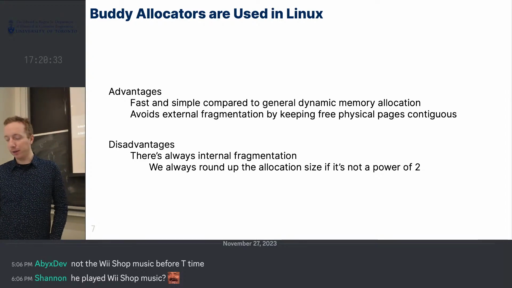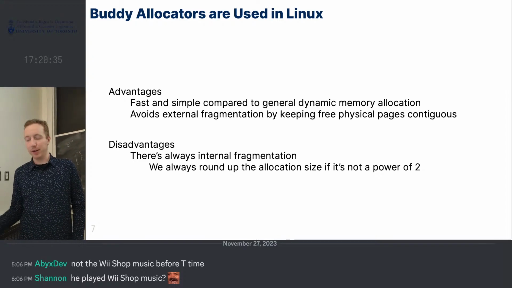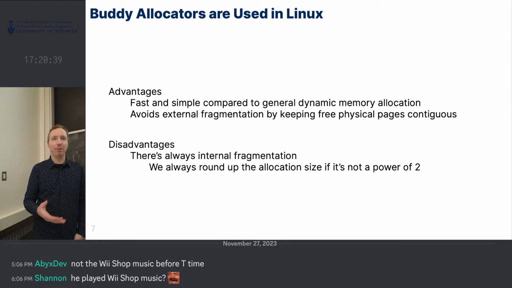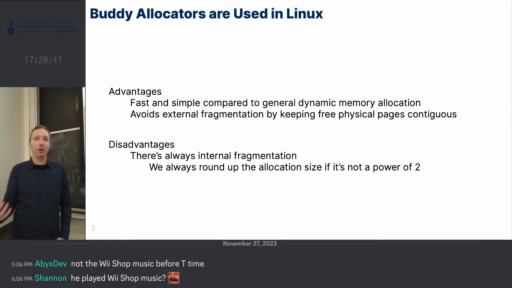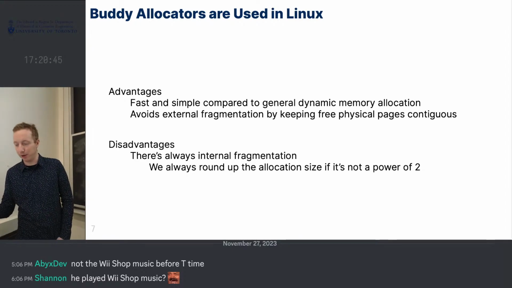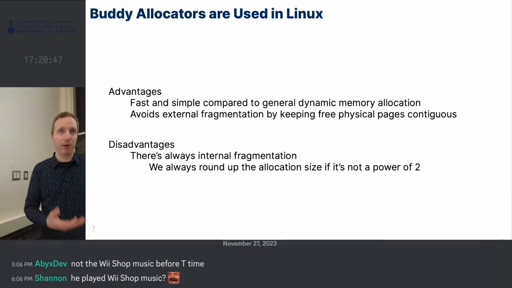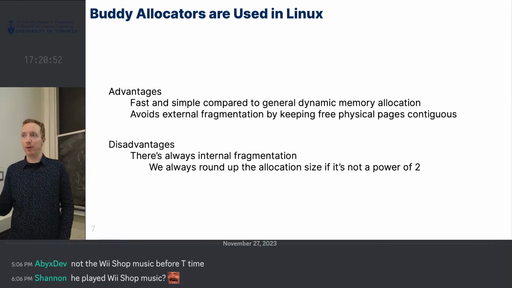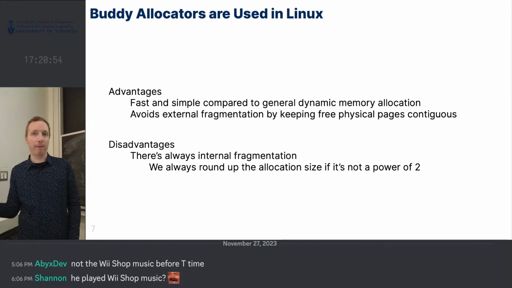Disadvantages is, well, if I don't have powers of 2 allocation, then I'll have internal fragmentation, but computers like powers of 2 anyways, and if you're a kernel developer, you're probably only using powers of 2 because you're closer to the hardware, so this is something that the kernel would actually use. So any questions about that?